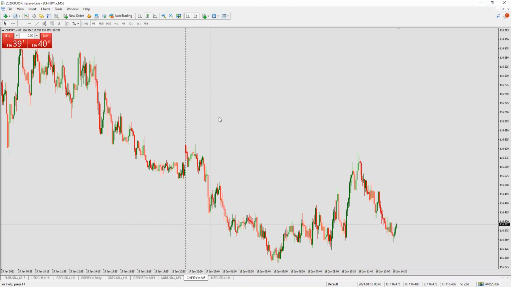US market holiday will have impact today. Oh, yes. If there is a holiday in the US, that's probably the reason we don't see any significant movement now.